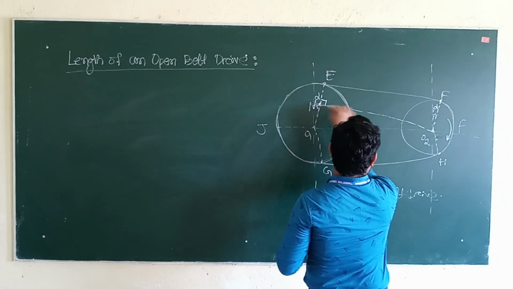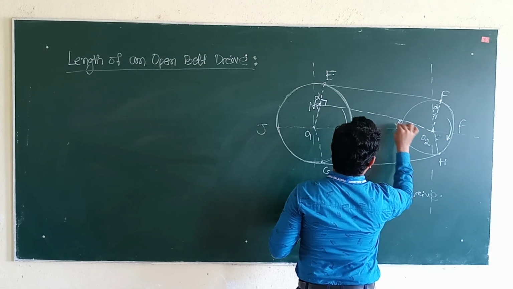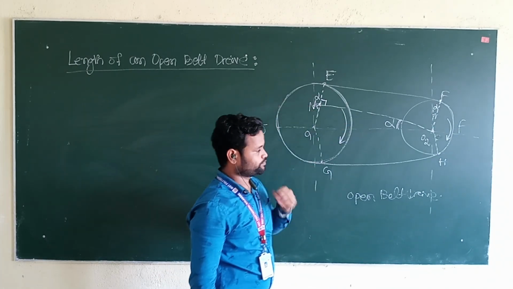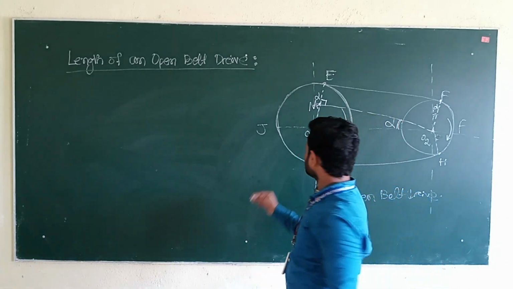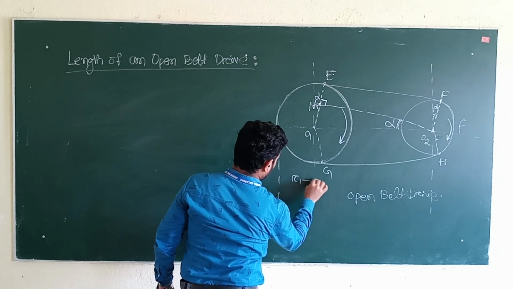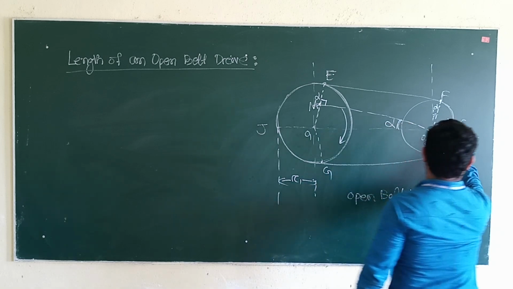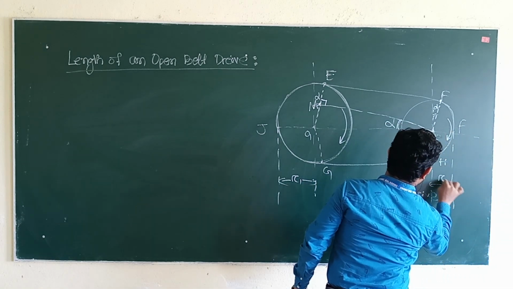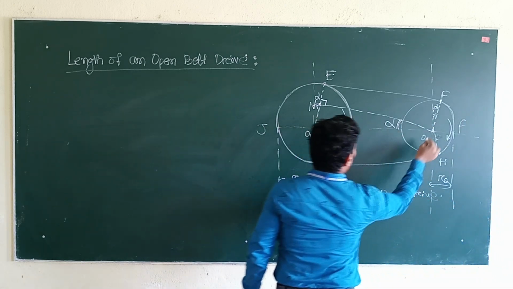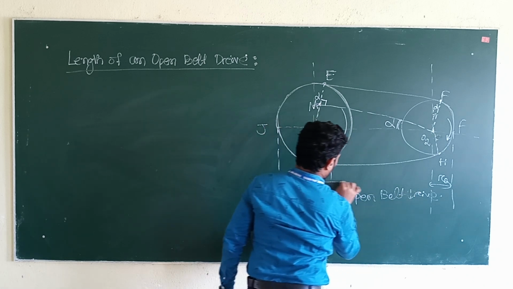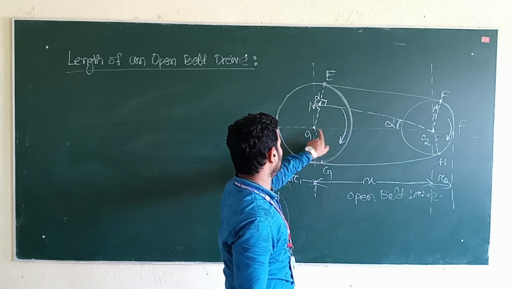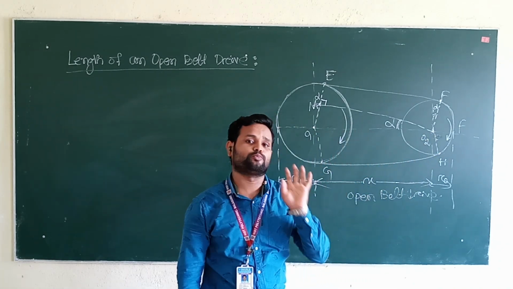And the angle MO2O1 is your alpha. Before that, we will define the radii. The radius of the larger pulley is R1, and the radius of the smaller pulley is R2. And the distance between the centers of the larger and smaller pulley, O1 and O2, is your small x.